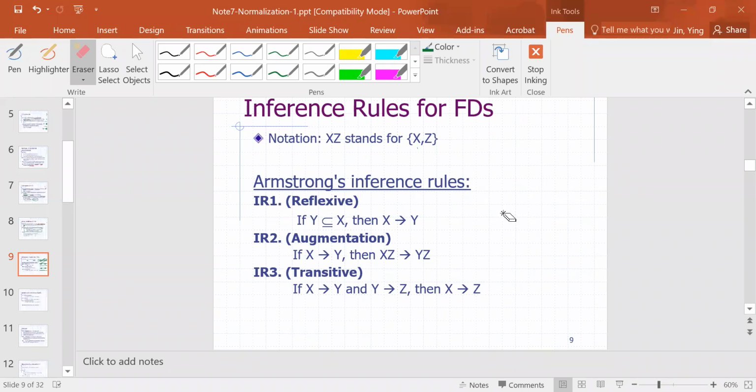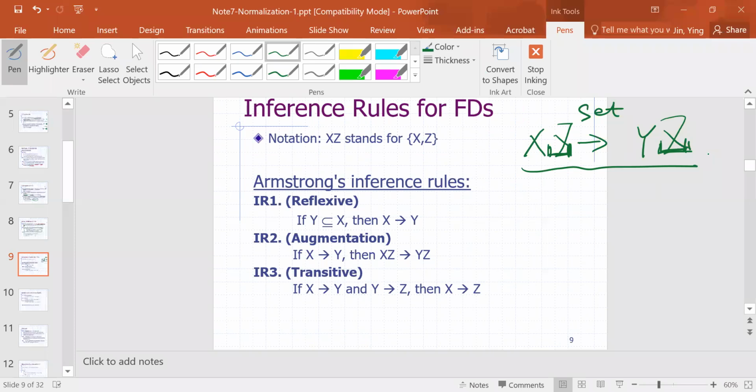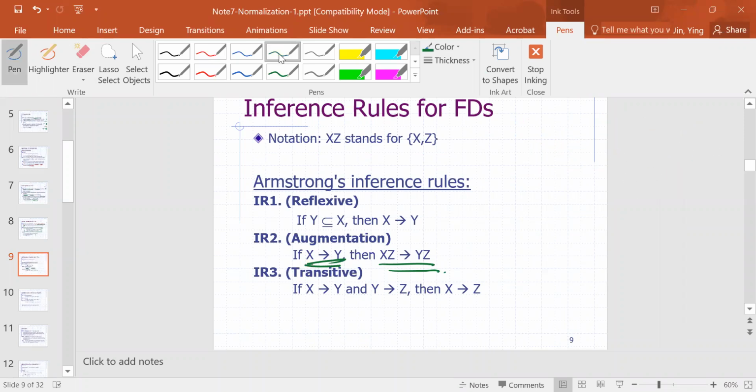Okay, so let's go to the second one. The second one talks about this: if I have X to Y, and I know this is true, and I put the same thing on both sides, on the left and the right, say Z, then whatever was produced is still true. If X to Y is true, then XZ to YZ is always true. Let me give you an example here.